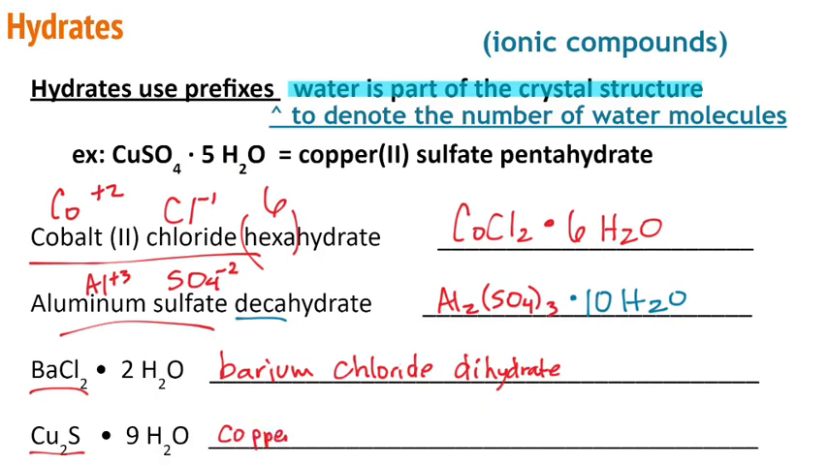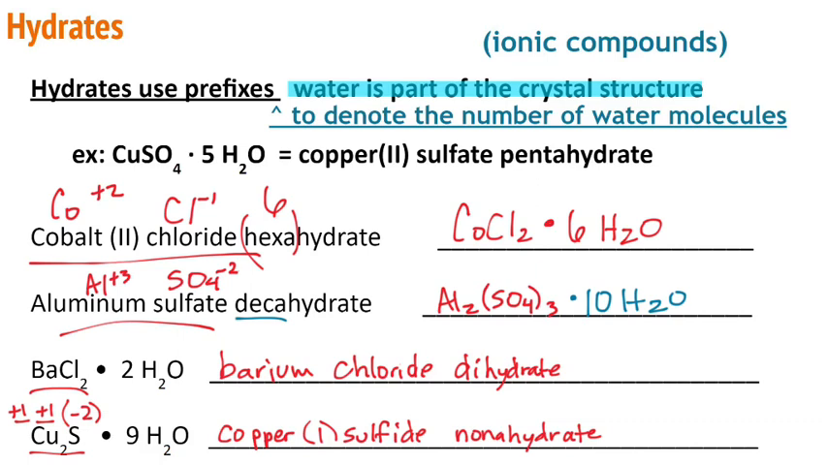Cu2S, that's copper and sulfur. Copper is a transition metal, so we're going to have to find that Roman numeral here in a moment, but we might as well finish. 9 is nona, so that's nonahydrate. Looking back at this, sulfur has a -2 charge, and I have 2 coppers that when added together cancel out that -2 charge. So each of those coppers has to have an individual oxidation number, an individual charge of +1. So that's copper 1 sulfide nonahydrate.